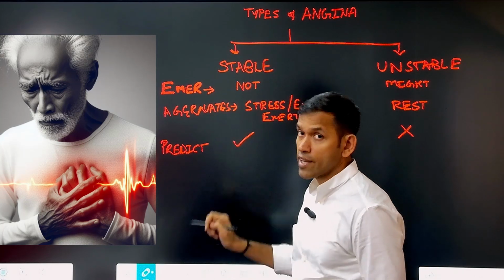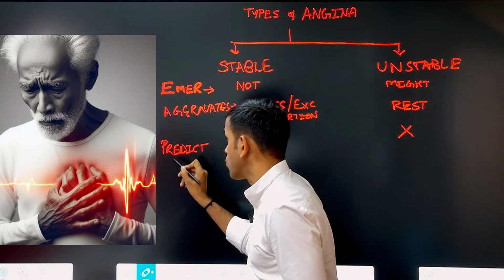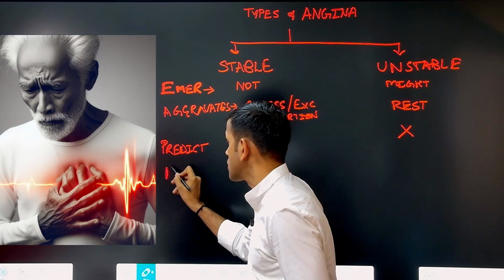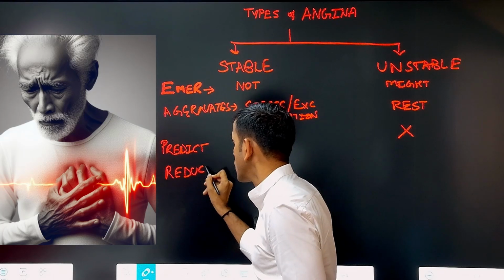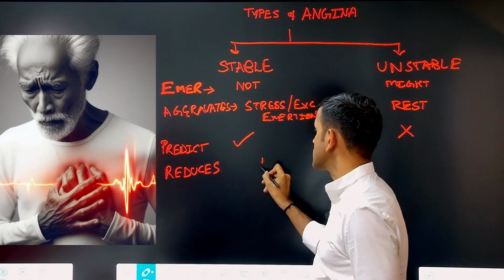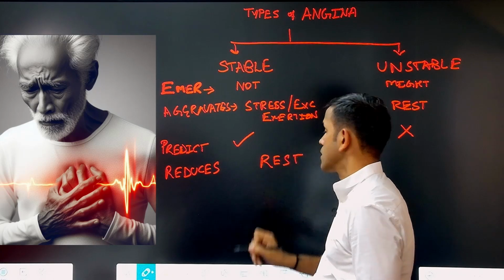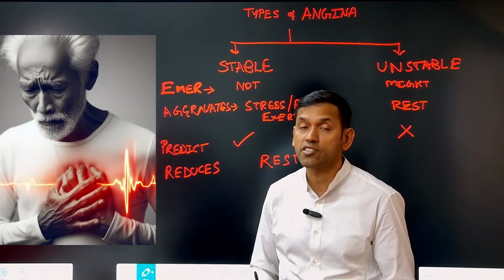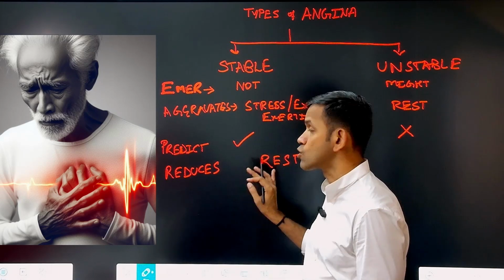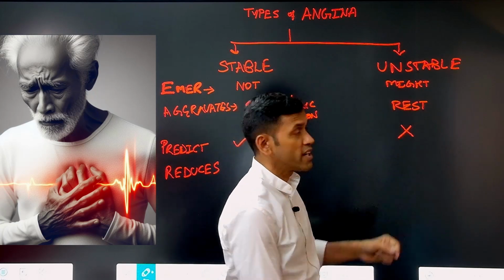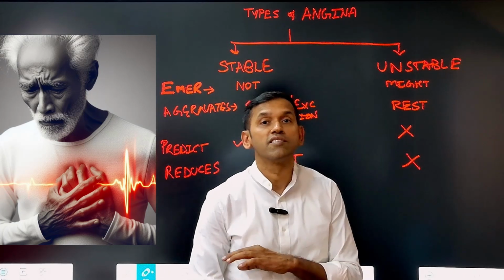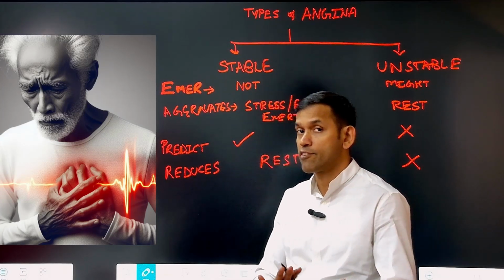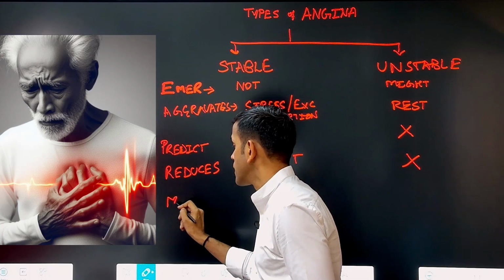Now, if we know what aggravates it, the most important thing is what would lead to stable angina reduction. What reduces this pain or this stable angina is nothing else but rest. If the patient rests for some time, the reduction of stable angina is very easily observed with a good amount of rest. But in case of unstable angina, rest is not the factor which will reduce it. And the last most important thing is going to be medications.